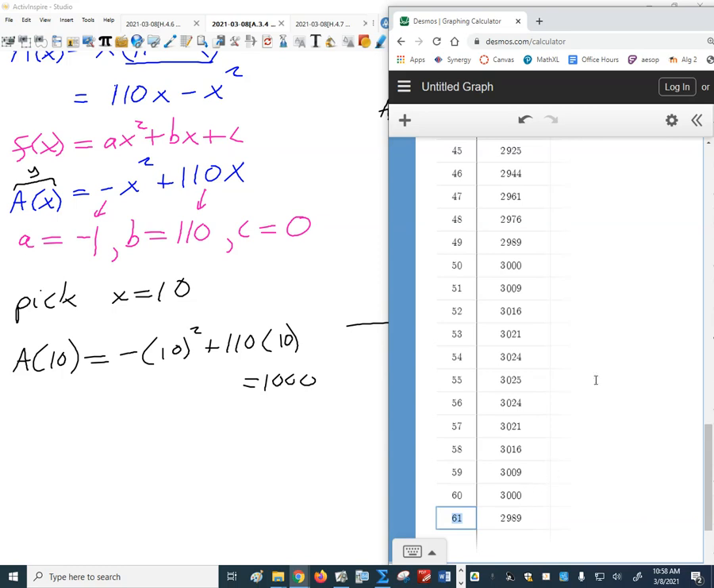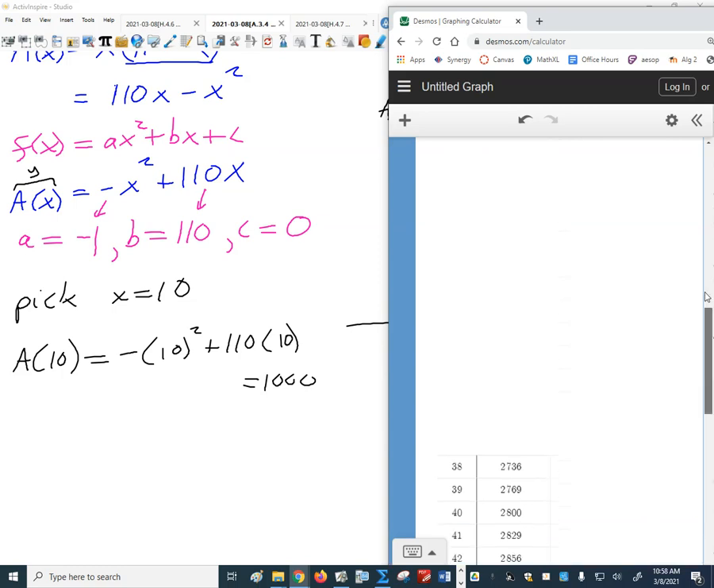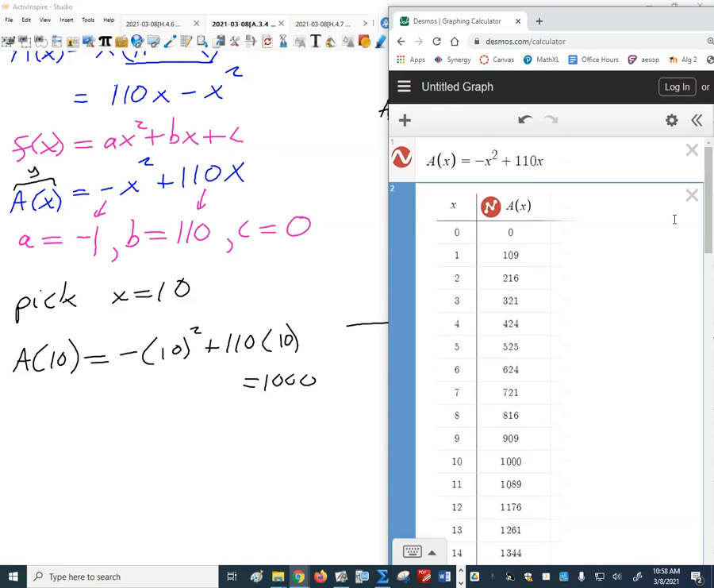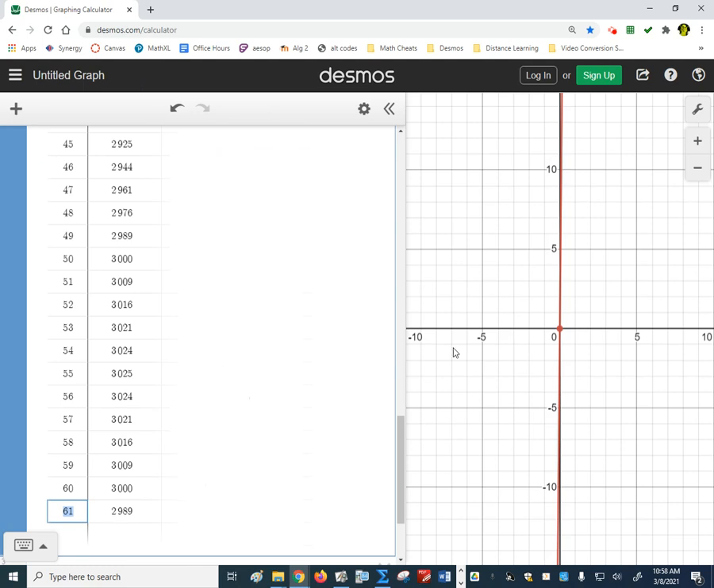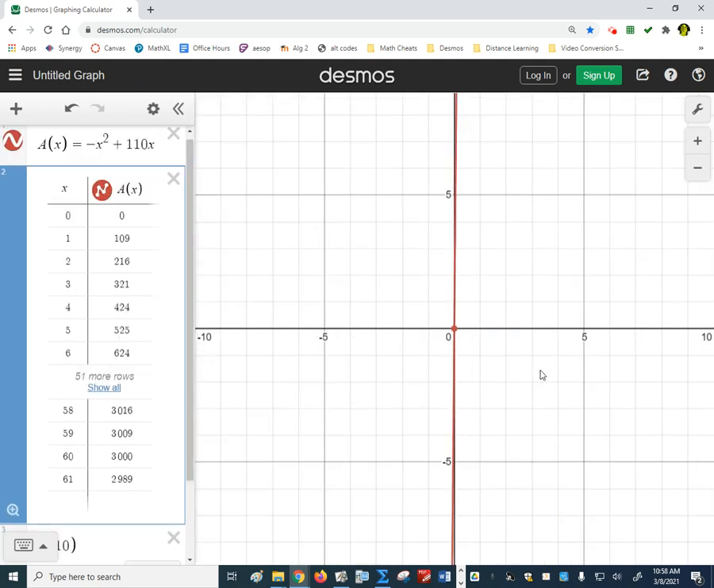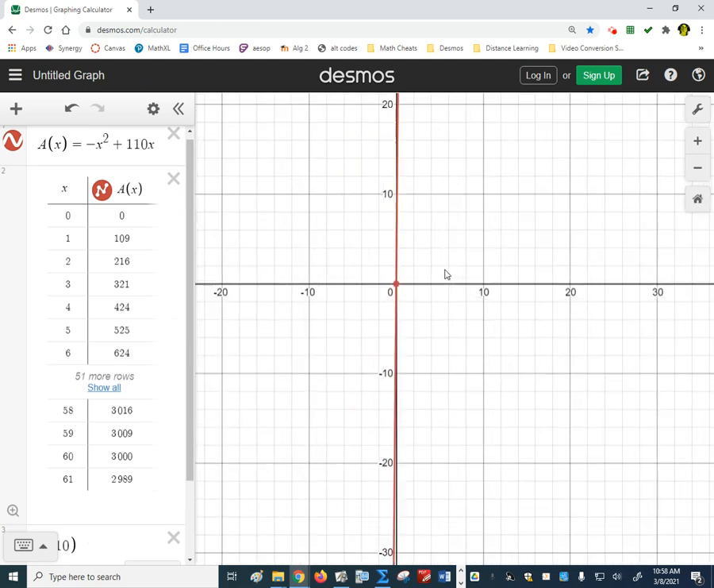Okay? Huh. Let's see what this looks like if I graph these points. I'm going to have to zoom out a bunch.